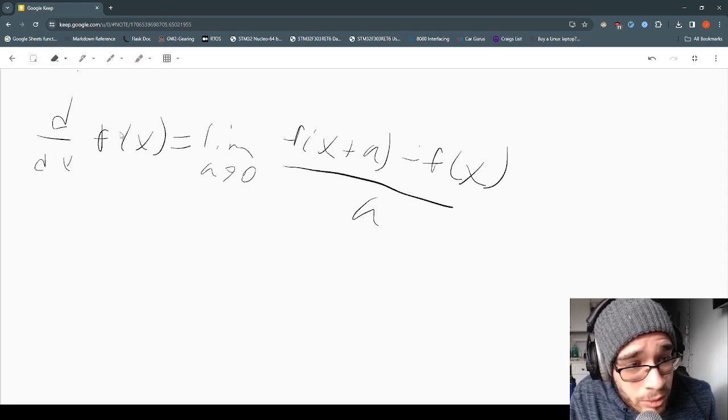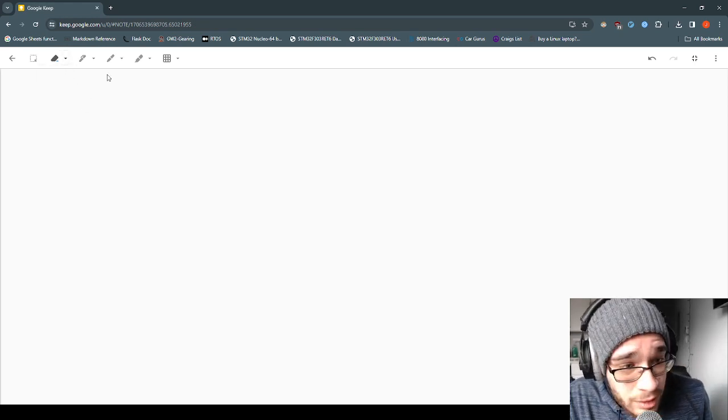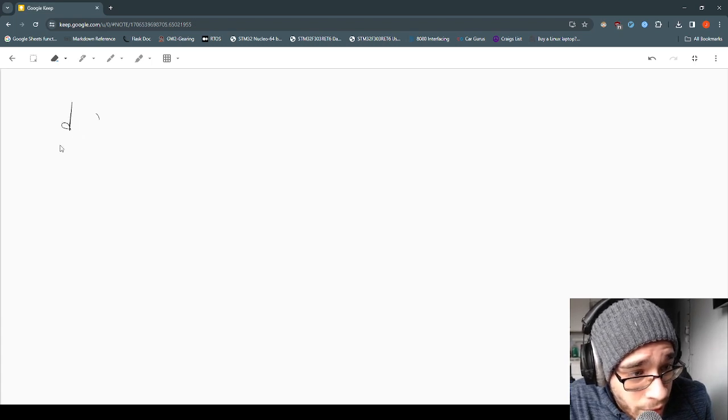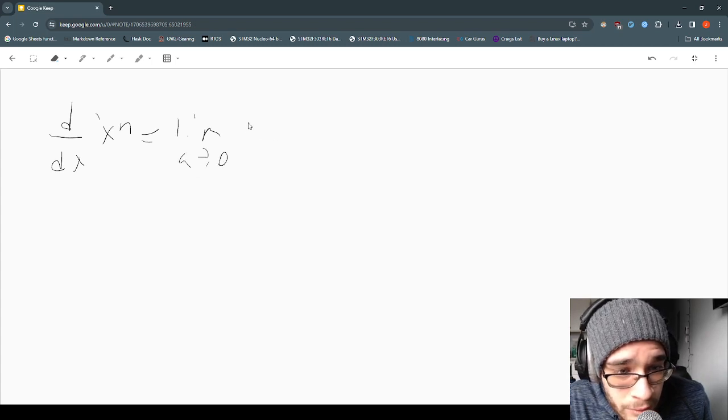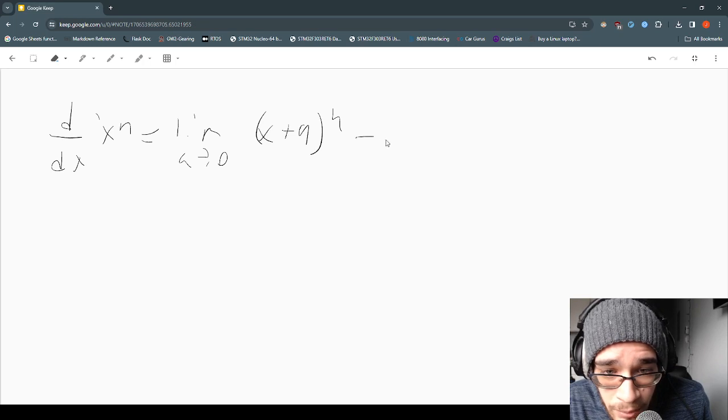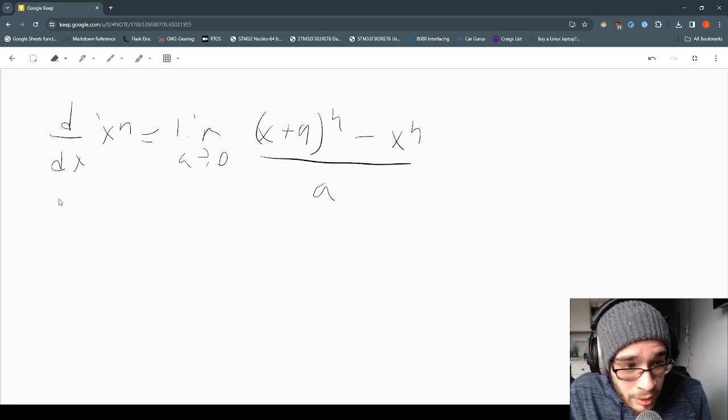So yeah, I'm going to do something here. All right, so let's write that down, but for x to the n again. So d/dx of x to the power of n is equal to, you guessed it, the limit as a approaches 0 of x plus a, in parentheses, to the power of n, minus x to the power of n, all over a. That's cool. I'm going to leave this here so you can look at that.